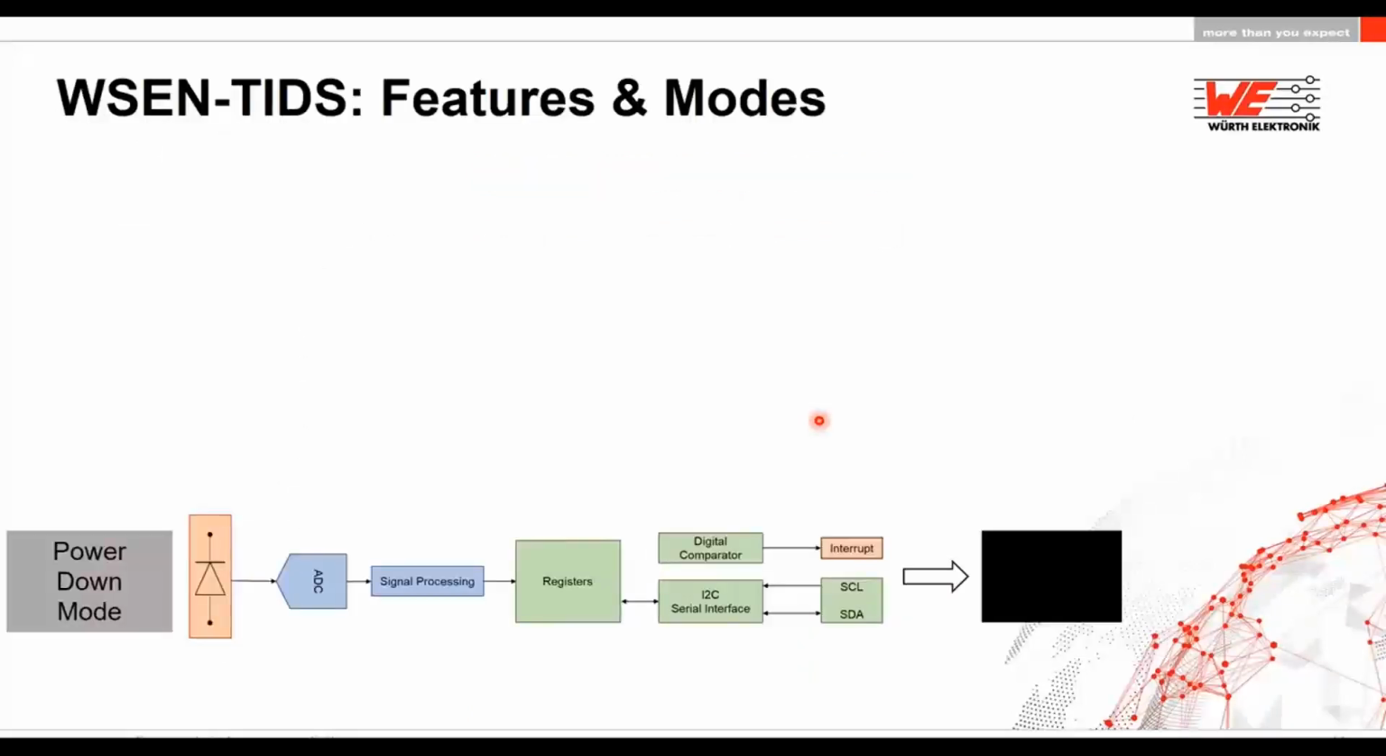Let's look at some of the features and modes of the sensor. Here you see the block diagram. Basically, when you power up the temperature sensor, it is always in the power down mode. In the power down mode, it consumes the least amount of power, and in certain applications, the sensor remains most of the time in the power down mode.